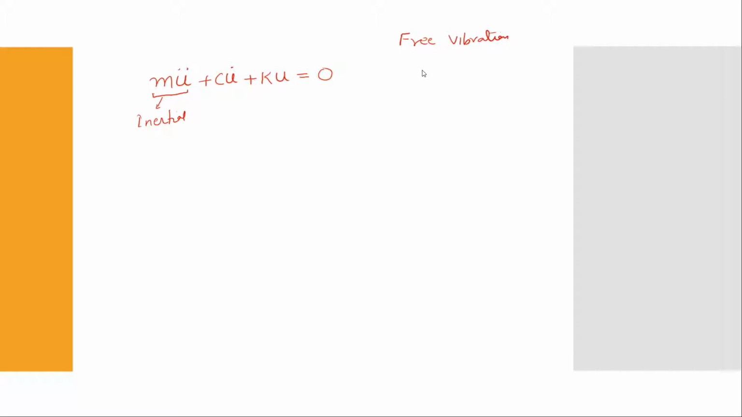Here m is the mass, so m u double dot is the inertial force. This c u dot would be the damping force, and k of u is the spring force, or here we state it as the restoring force. So the inertial force, damping force, and the restoring force sum to 0, meaning the external force acting on it is 0.